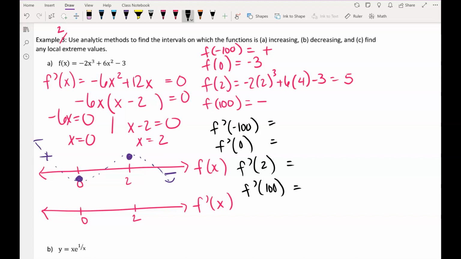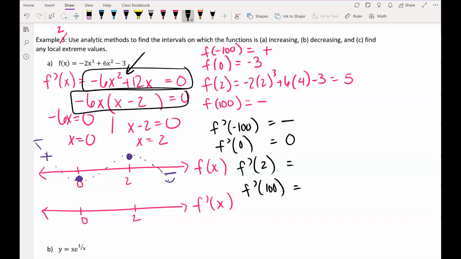So f prime is this equation right here, or this, doesn't matter which one you're using. If you're using negative 100 in the first one, square that, that's always positive, but there's a negative in the front, then that's always negative. When I plug in 0, they're both 0. When I plug in 2, I like to use this one, because 2 minus 2 is actually, oh, duh, these are both 0, so what am I doing? Duh, that's how we got 0 and 2.